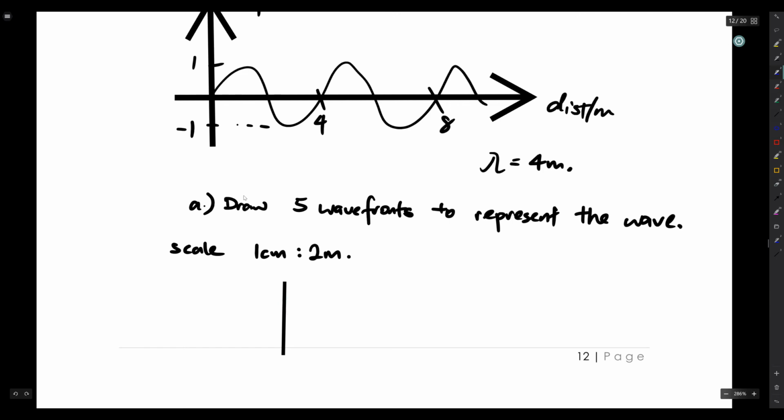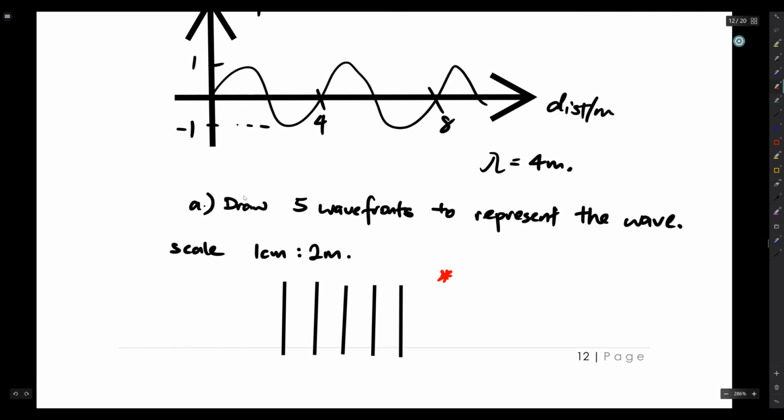After you measure it to be 2 cm, you draw another wavefront. Same thing, you measure 2 cm again and you draw another wavefront. You measure 2 cm again, you draw another wavefront. And the last one, measure 2 cm again and you draw another wavefront. And that's it, that's your answer. So these are the 5 wavefronts. Now take note of a few things.